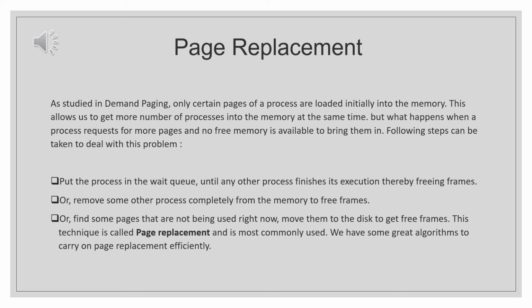Put the process in the wait queue until any other process finishes its execution, thereby freeing frames. Or remove some other process completely from the memory to free frames. Or find some pages that are not being used right now and move them to the disk to get free frames. This technique is called page replacement and is the most commonly used. We have some great algorithms to carry out page replacement efficiently.